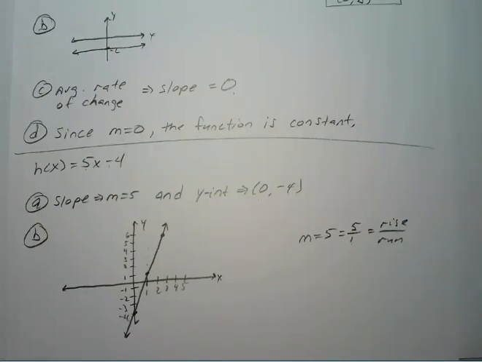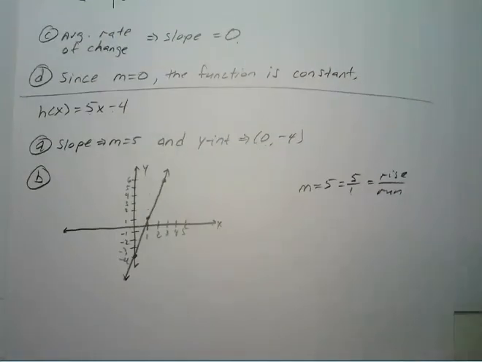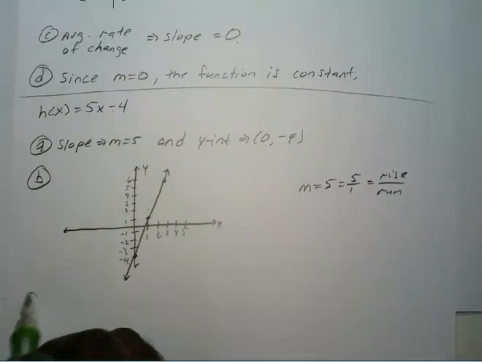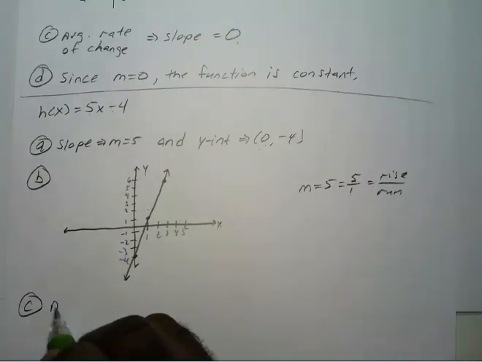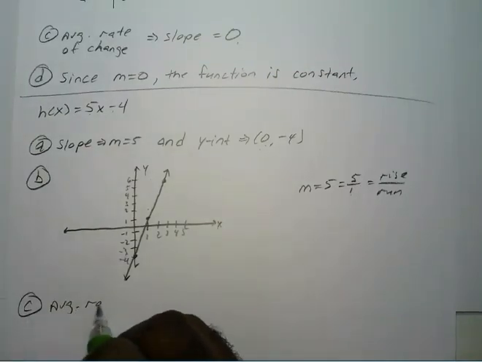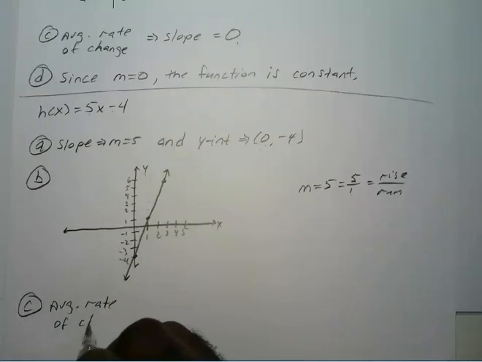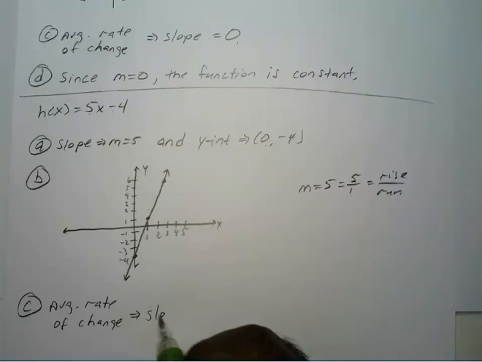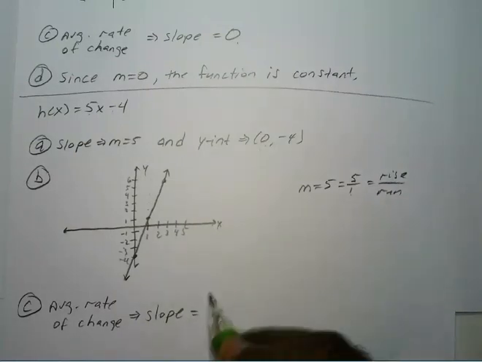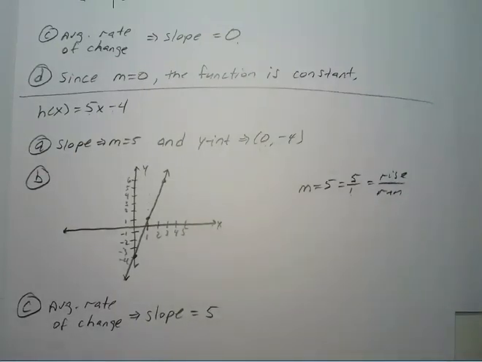All right, so let's go ahead and finish up C. So we know for C, we want to find the average rate of change. And the average rate of change, if you know your slope, is just your slope. And again, if you didn't know your slope, you could always plug in 2 points on the graph and find your average rate of change.